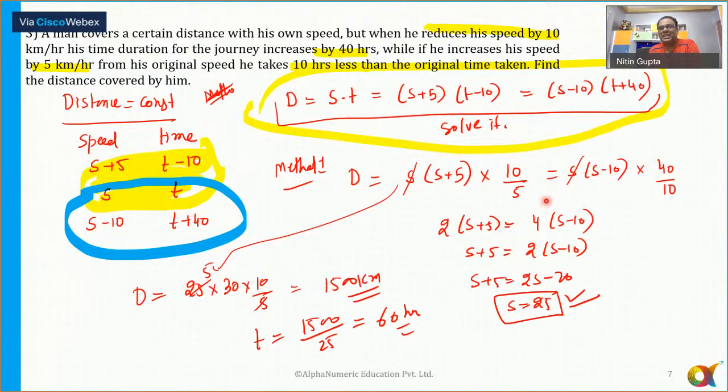s and s will get cancelled. We'll get a very simple linear equation. And from there we found the speed, that is 25. And once we find that the speed is 25, substitute it here, we'll get the distance: 25 into 25 plus 5, that is 30, into 10 by 5. We got the distance. We know the actual speed, we know the distance also, so we can find out the time also, that is distance by speed. Now I hope that it is clear. Is that clear now, Rishikesh, Vatsal, and everyone?